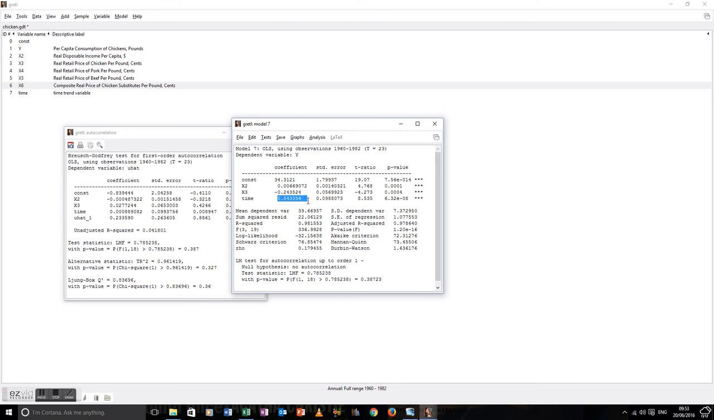The quantity consumed of chicken is going up by roughly five-sixths of a pound every year. That's an interesting phenomenon. As an economist, we could talk about that. That's something you might want to do if this was your model, but let's not worry too much about the statistics.